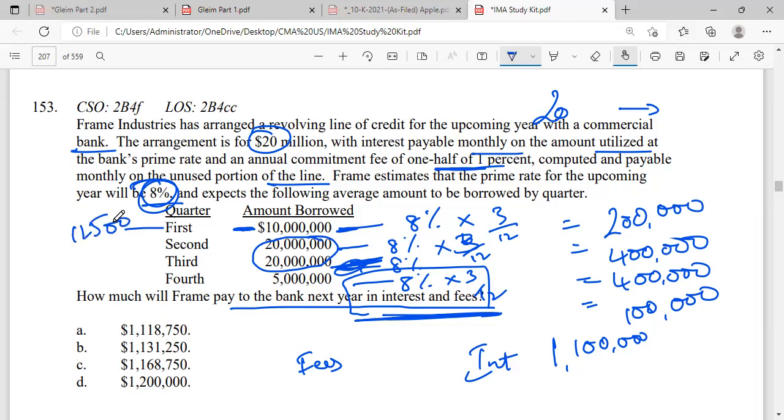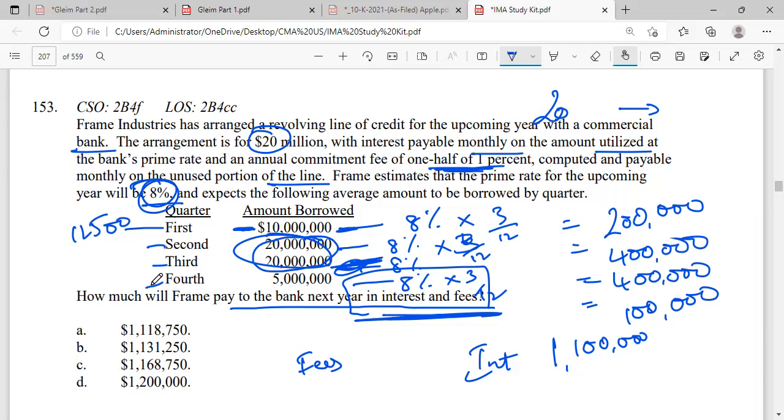I'm doing it with my own calculator. I expect you guys also to do it. In the second month and the third month, you're utilizing the whole amount, so you don't have to pay any commitment fee for the unused amount. Then in the fourth month, you're using only 5 million. So unused is how much? 15 million. Now 15 million into half percentage into 3 by 12.